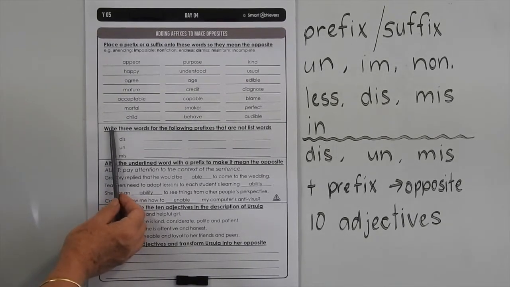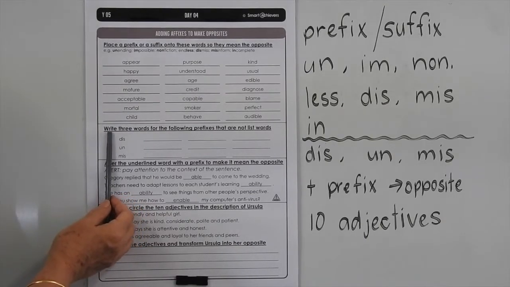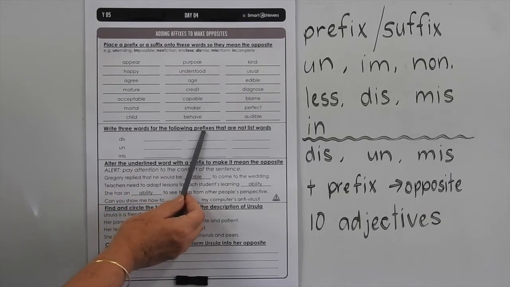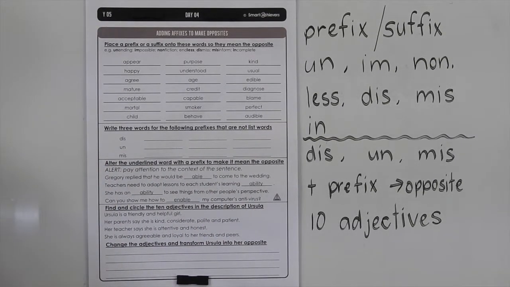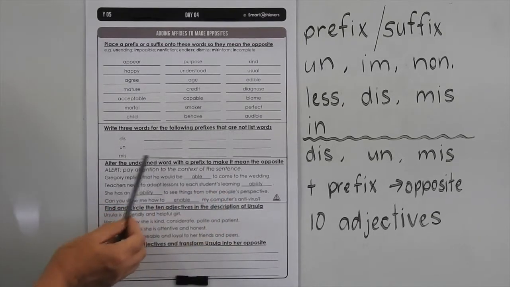Down here we want you to go beyond the list that you've just worked on and write 3 words for the following prefixes that are not list words from your day 1, day 2, day 3 pages. And just write each of them there.